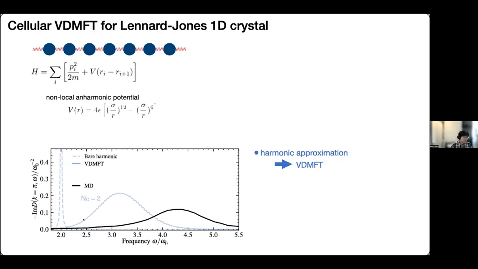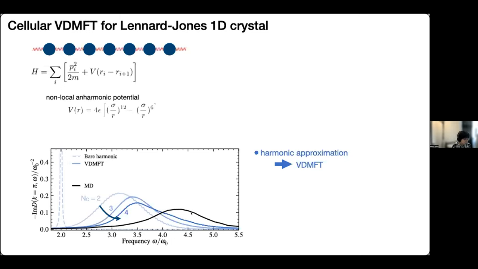This can be understood due to the non-local anharmonicity in our model Hamiltonian, which requires a larger cluster size to capture their effect. So if we enlarge the cluster size, we see the vibrational DMFT spectral function gradually approaches the exact one. However, the convergence seems to be super slow because of the poor accuracy of the bare harmonic Green's function that completely negates non-local anharmonicity.